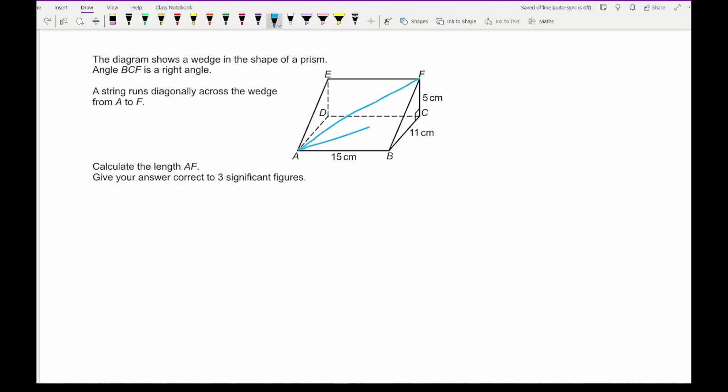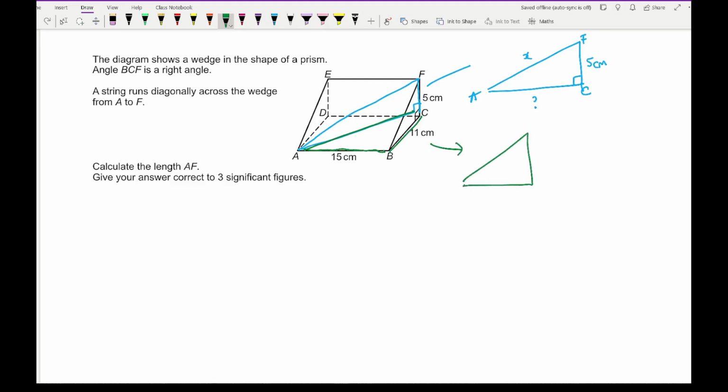Now if I turn that into a right angle triangle, that's what it's going to be, and it doesn't quite look like it. So A to F is what I'm trying to find. Let's just start by calling that X, and the only length of that triangle I know is F to C, which is 5 centimeters. So I don't know what this length here is. However, if I look at the second triangle that involves A to C, which is that triangle there. So if I take that green triangle out, A to C is what I'm wanting. So let's just call that Y, and I've got this is 15 and this is 11.